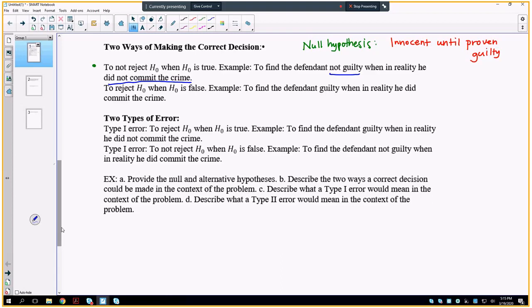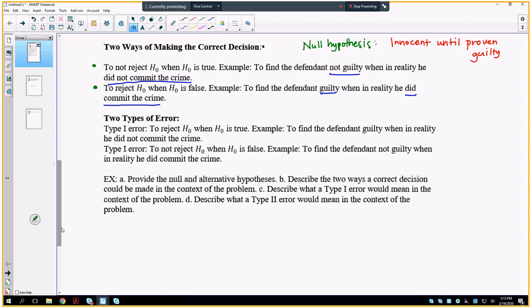Another way to get it right would be to say that if he committed the crime, then he's guilty. That is also correct. And that would be equivalent to rejecting the null hypothesis when it's false. So if the null hypothesis is that he's innocent, we will reject it because it's false. So these are the ways that we could get it right.